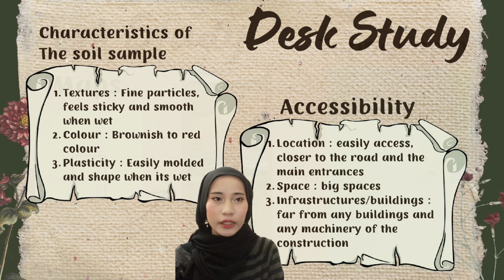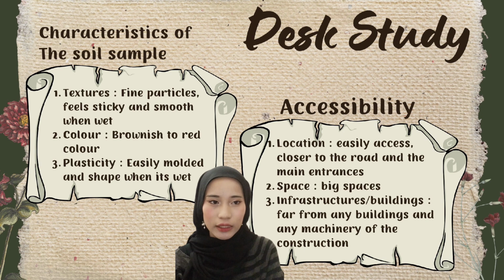For the test study of our ECG 263 mini project, the map, which is the location of the soil, is located near our Universiti Teknologi MARA campus, Samarahan Luar, and the topography is flat. The characteristics of the soil sample are the texture, which is fine particles, feels sticky and smooth when wet. The color is brownish to red, and the plasticity is easily molded and shaped when it's wet.